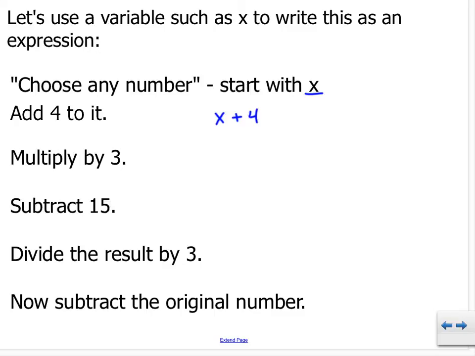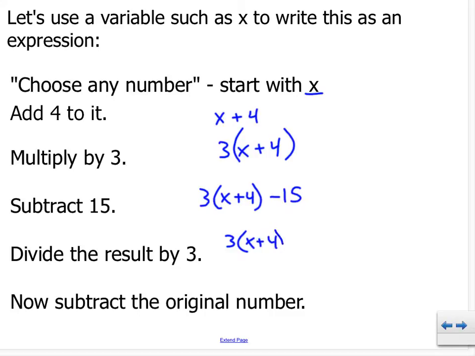Then I'm going to multiply that value by 3. Oh, please don't do this. Because what you're multiplying by 3 is the value x plus 4. So now we subtract 15. So we'll take 3 times that quantity x plus 4. And then we'll subtract 15. We're going to divide that result by 3. And then we're going to subtract our original number.